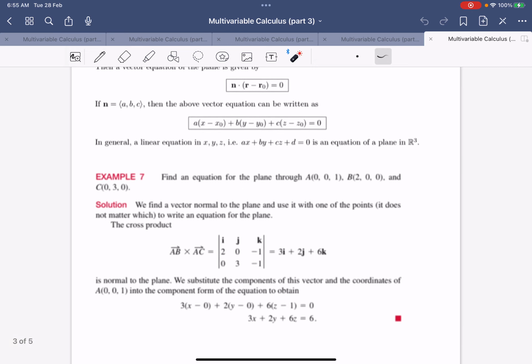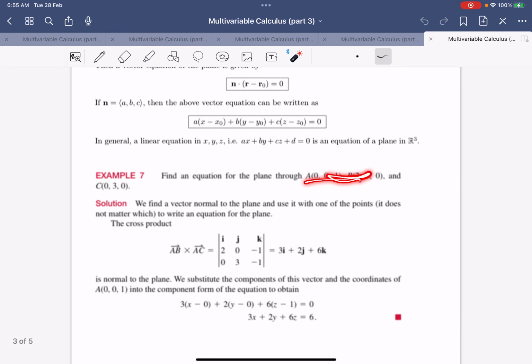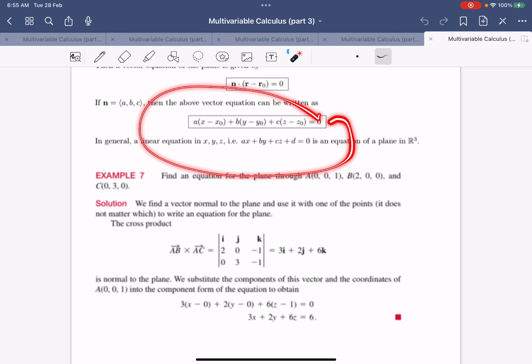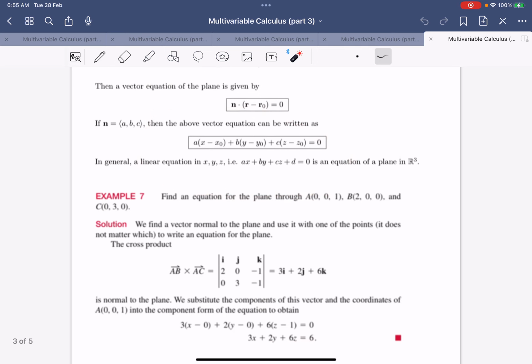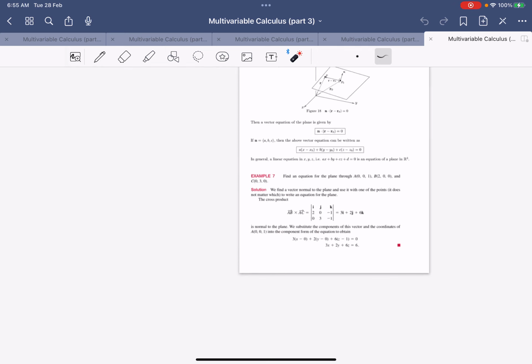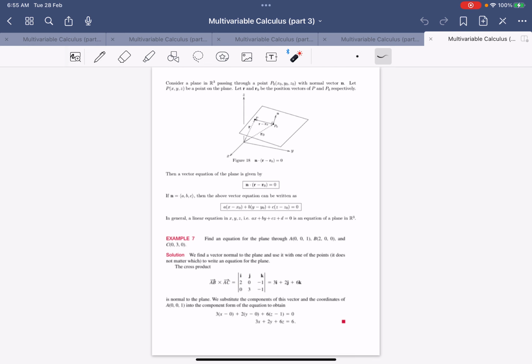So now you can find the equation of a plane, and you really just need to find the normal vector, and then using this formula you can just plug it in, or if you understand this, you just use that. They're all equivalent formulas to represent the plane.